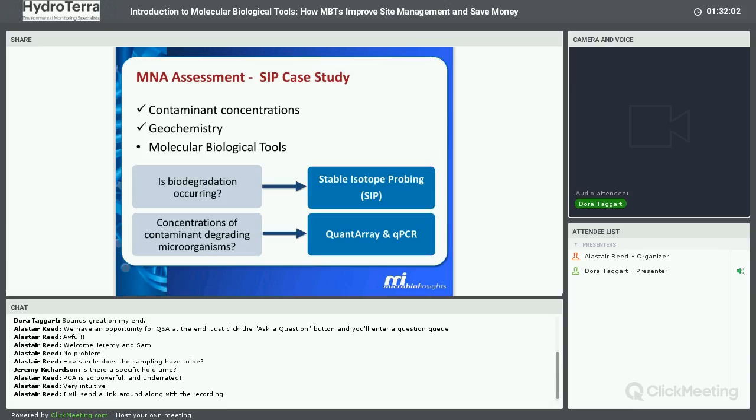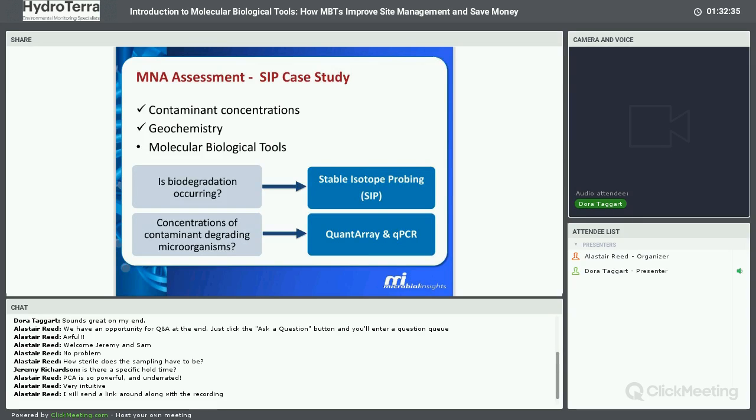The contaminant concentrations and geochemistry were suggesting that biodegradation was occurring at this site, but the regulatory agency wanted further proof of the biodegradation. They were asking for a third line of evidence. Also, they wanted to make sure that not only were the right microorganisms there, but they wanted proof that the organisms were utilizing those contaminants of interest. So we could really make sure that monitored natural attenuation was going to be an effective remedy for the site.